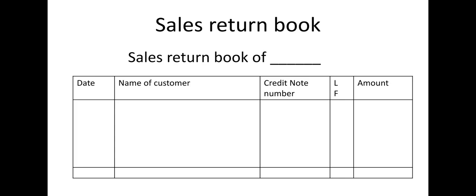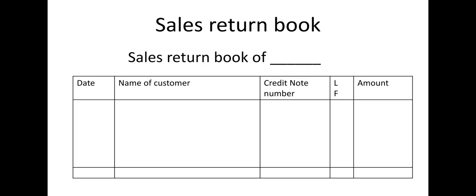Okay, so this was the format of the sales return book, student. It is very simple, very easy. Now all the rules of the sales return book are just like the other books. Clear? Only credit transactions, no cash transactions. So today we have seen the format of the purchase return book and the sales return book.